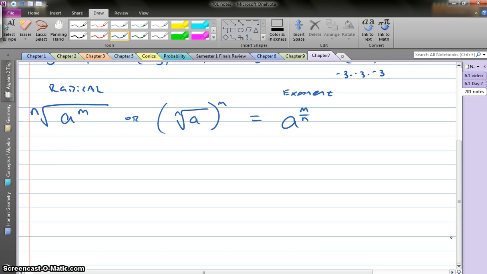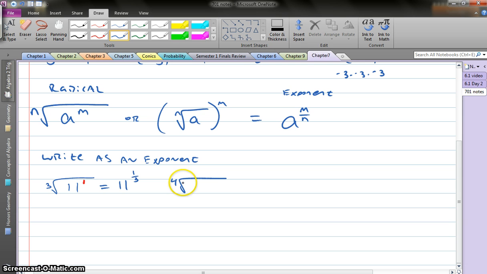All right, so let's practice this. So let's say, write as an exponent. Okay, so I'm going to give it to you in radical form, and I want you to write it as an exponent. So the cubed root of 11. All right, well, my n value is 3. My m value, it's raised to the first power. We just don't write it. So we could write this as 11 to the 1/3 power.